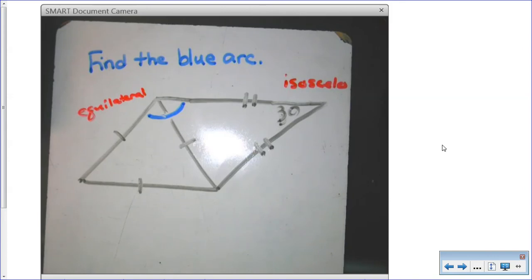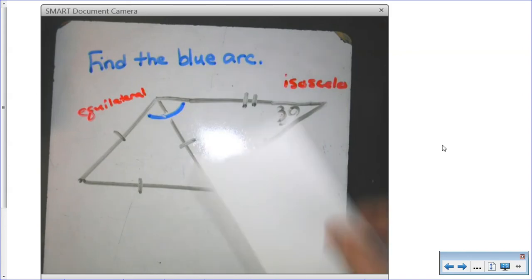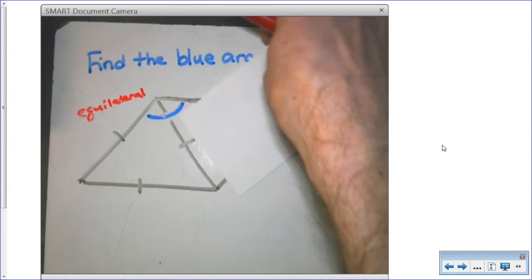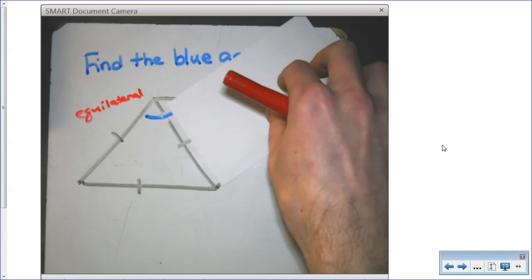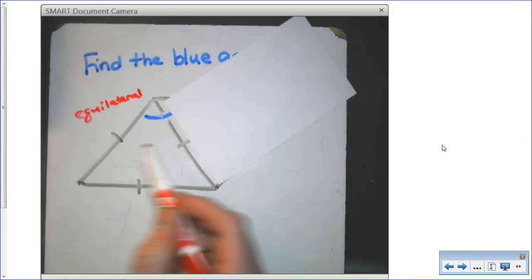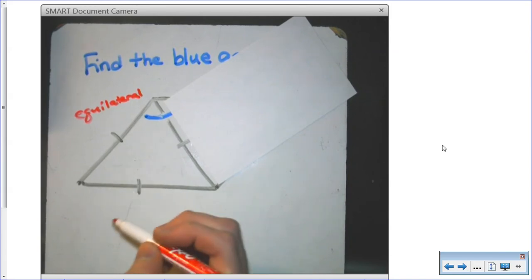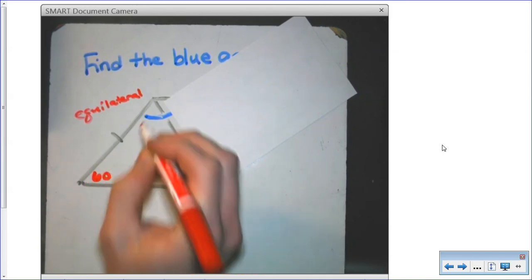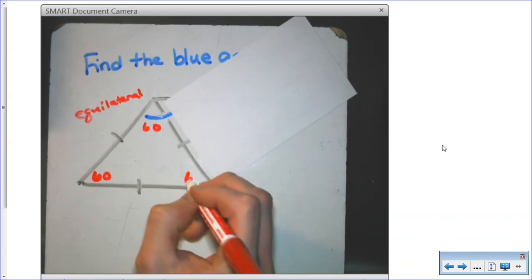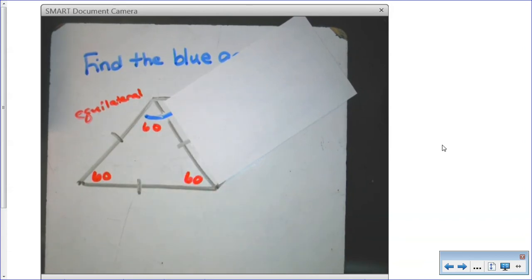Now I'm going to grab an index card from over here so I can block out this part of the triangle for now. And right now I want to focus on this equilateral piece, because that equilateral piece is so quick and easy to work with. I see three equal sides. I should be able to recognize three equal angles right away. Okay, that part is done.